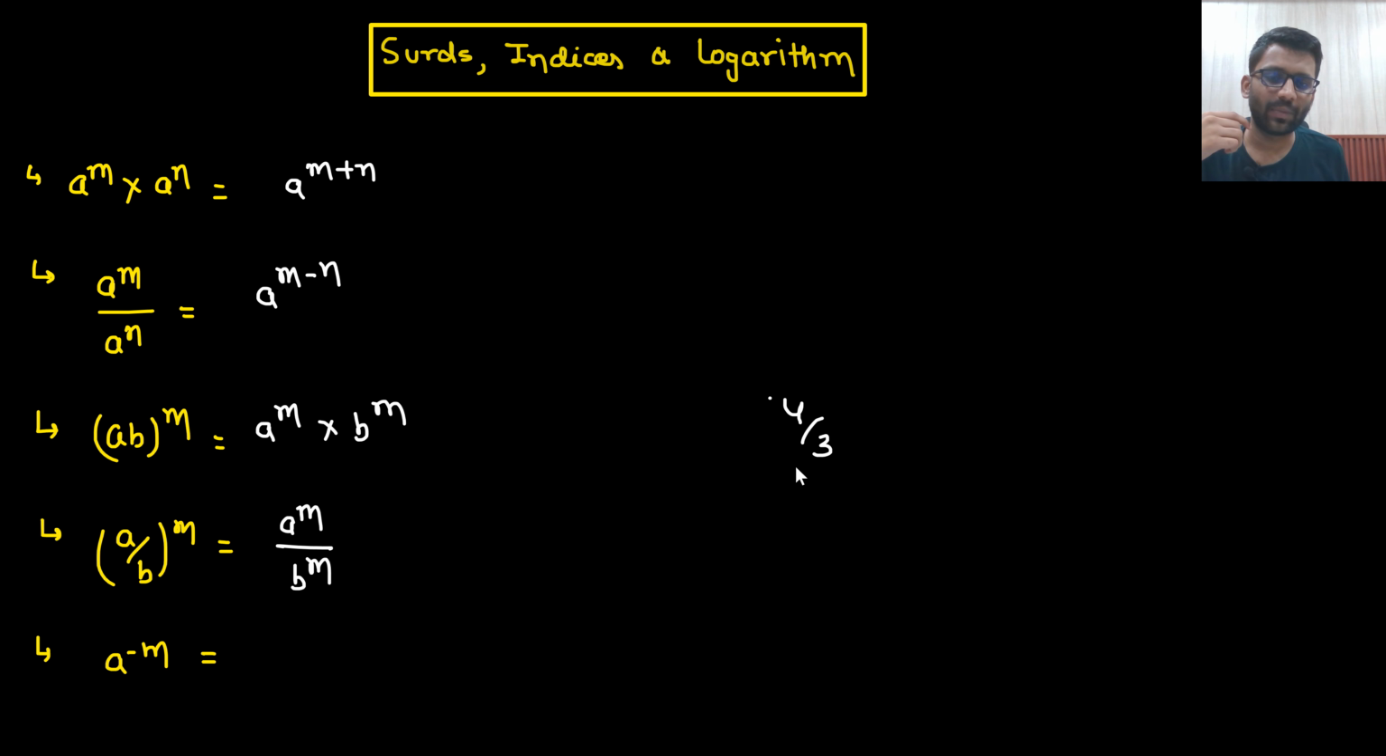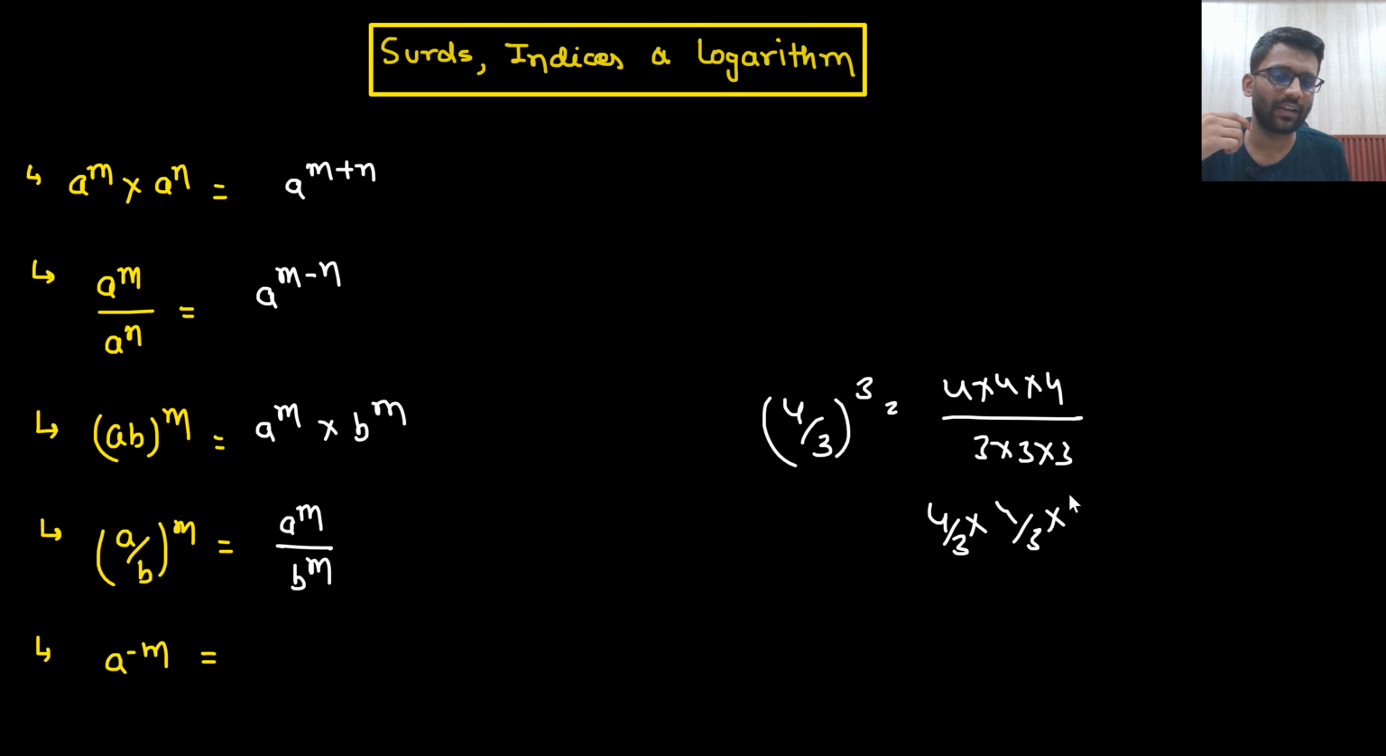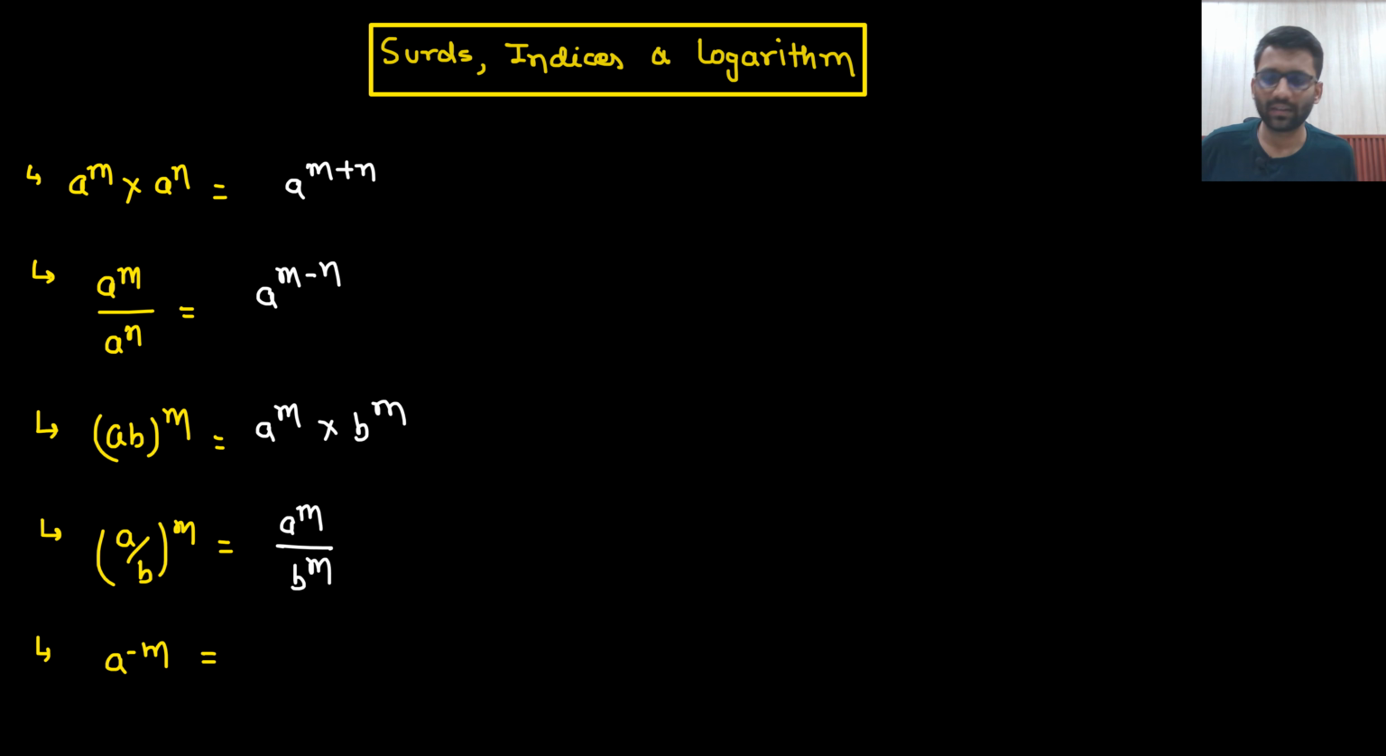Take (4/3)^3. So 4 into 4 into 4 divided by 3 into 3 into 3, or you can say 4/3 into 4/3 into 4/3. So both are equal only. So a^m divided by b^m, right?